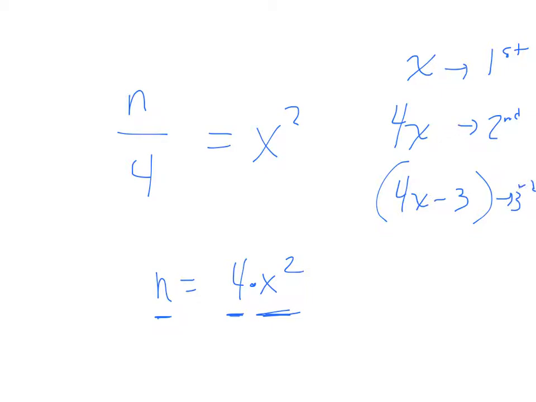Now, following that up, if you were given some piece of information about the perimeter, then you would sum them together and set them equal to the perimeter. So if it said the perimeter of the triangle were equal to 45, you'd add those three expressions together, giving you 9x minus 3, set that equal to 45, and solve for x.